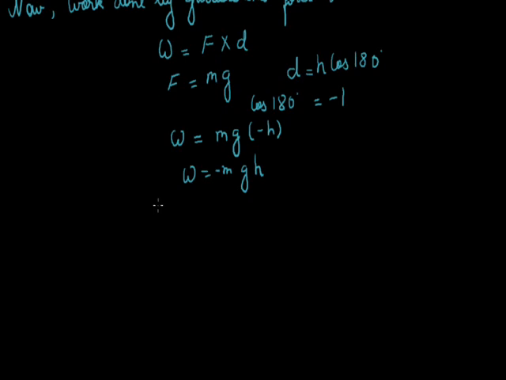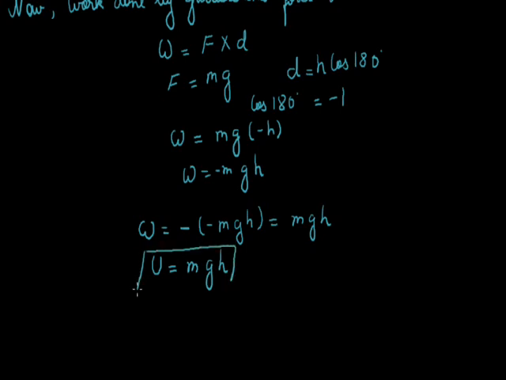Now we have calculated work done by gravitational force, that is minus mgh. Some work is done against this force, so that will be equal to minus of minus mgh, that is mgh. This is the work done against the gravitational force on the block, and this work is said to be gravitational potential energy. So the expression for gravitational potential energy is the product of mass of the body, acceleration due to gravity, and height up to which the body is raised.